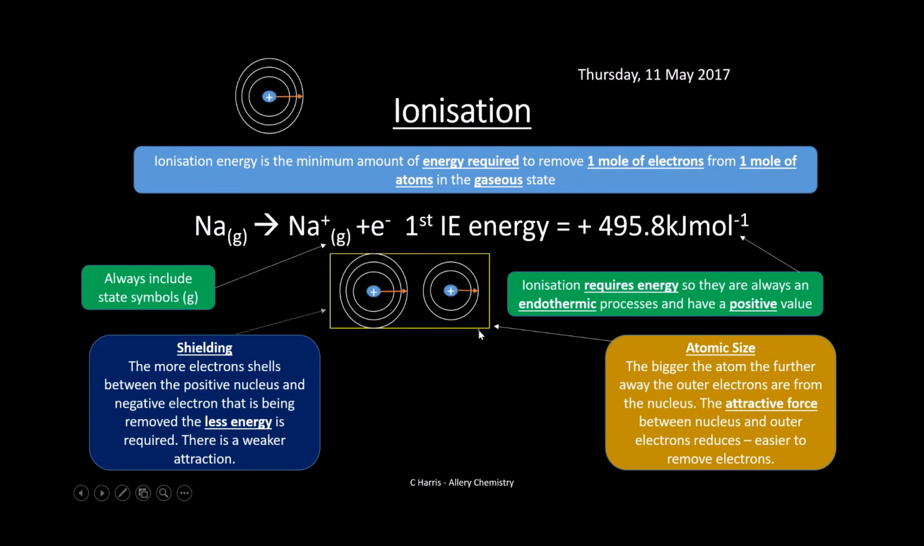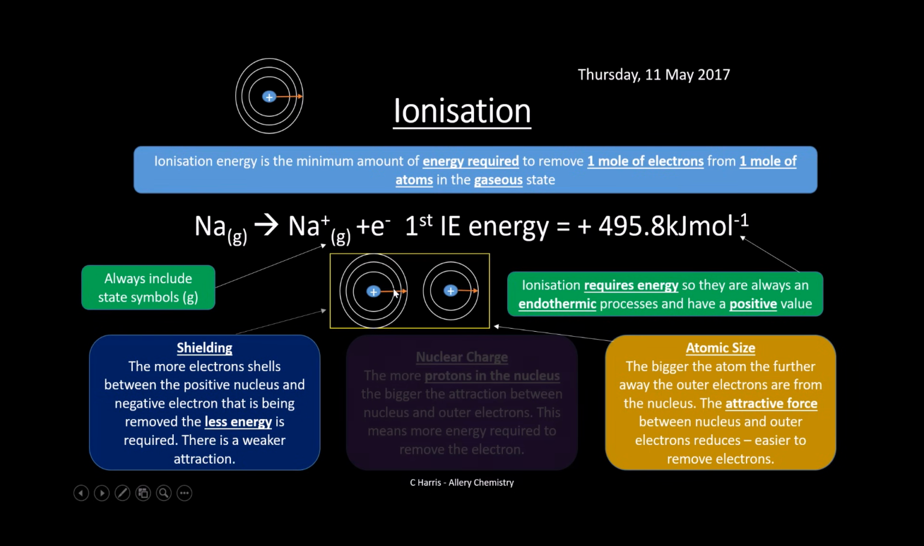The atomic size, basically the bigger the atom, the further away the electrons are from the nucleus, and basically the attractive force between the positive nucleus and the outer electron is reduced. So that means the bigger ions or atoms, it's easier to remove electrons from these if they're bigger.